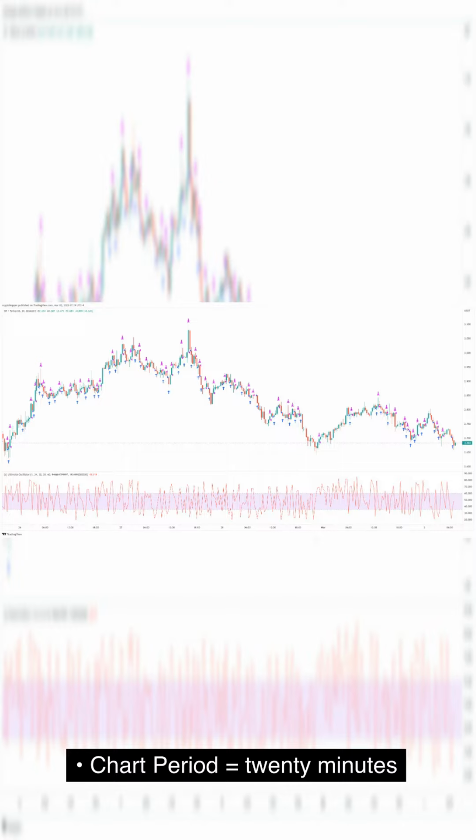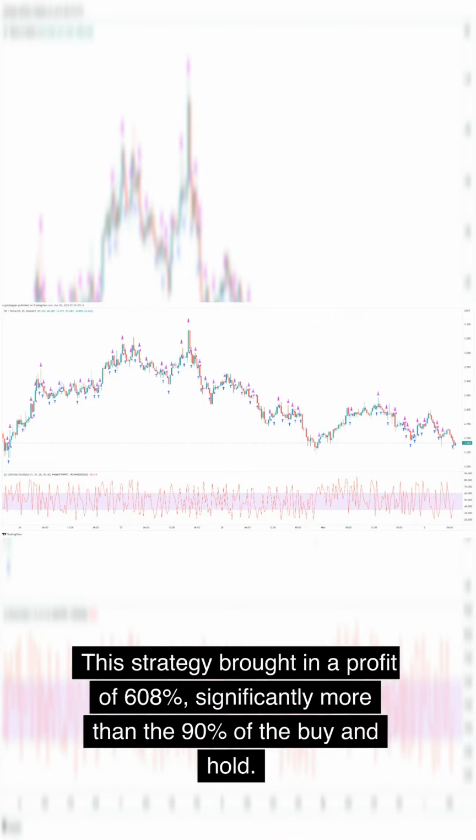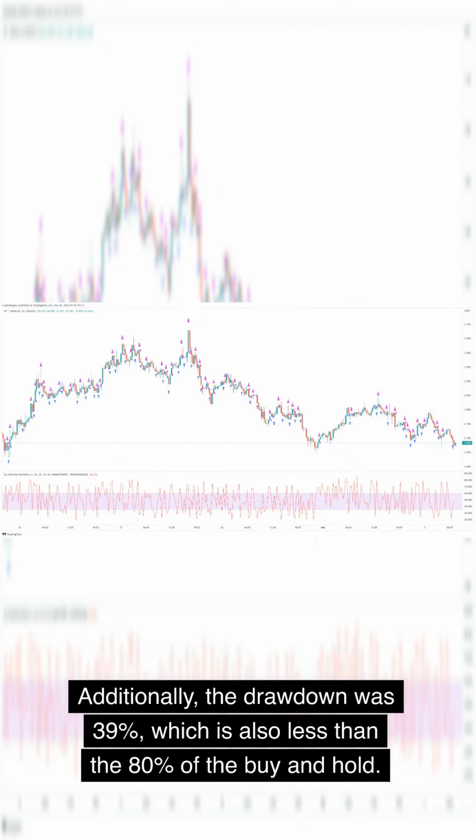Chart period equals 20 minutes, period 1 equals 1, period 2 equals 24, period 3 equals 30, oversold equals 35, overbought equals 60. This strategy brought in a profit of 608%, significantly more than the 90% of the buy and hold. Additionally, the drawdown was 39%, which is also less than the 80% of the buy and hold.